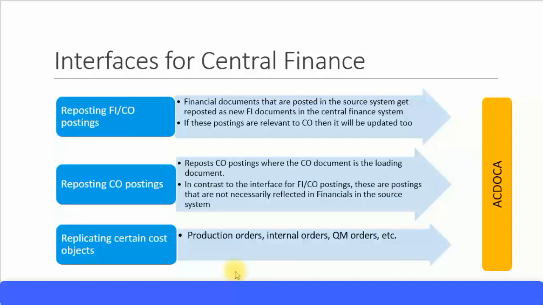Let's look at the interfaces coming to Central Finance. There are three possibilities. One is the FI and CO postings. In your legacy systems, sometimes you might have a separate FI document and a separate CO or management accounting document. However, going forward in Central Finance, it will be posted as one single new FI document. And any postings relevant to CO will automatically be updated in the same document.